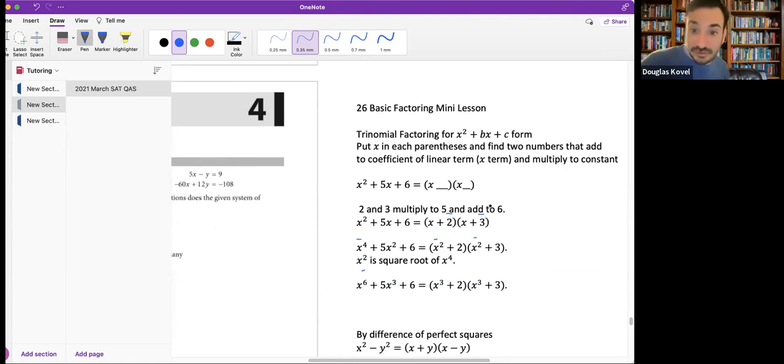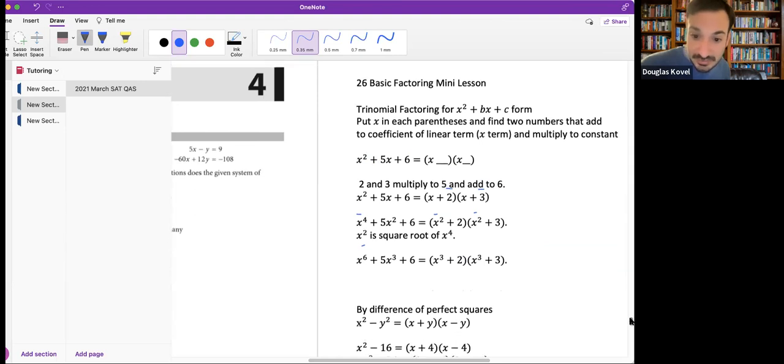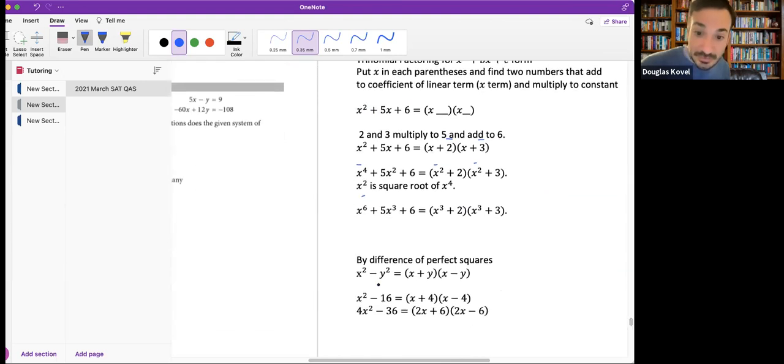So that's kind of the first general factoring rule I wanted to go over. Trinomial factoring with the 1 in front of the leading term, but when the exponent is higher than 2. So when it's a bigger even number. And the second factoring rule that's going to be helpful for this question is difference of perfect squares.